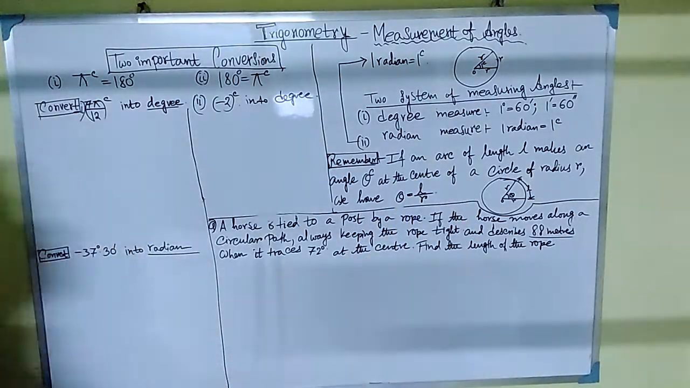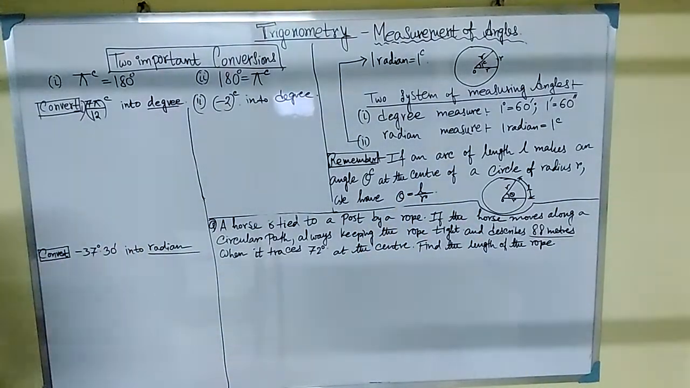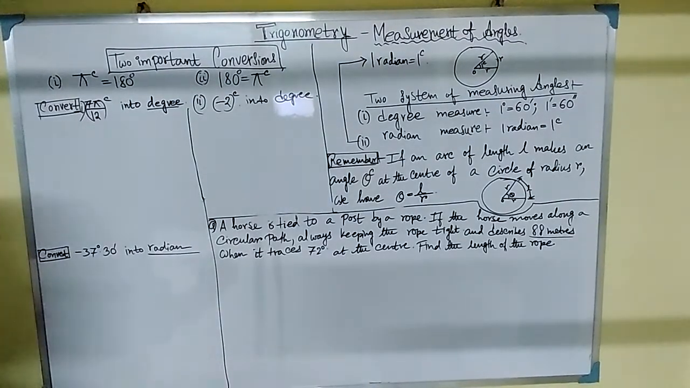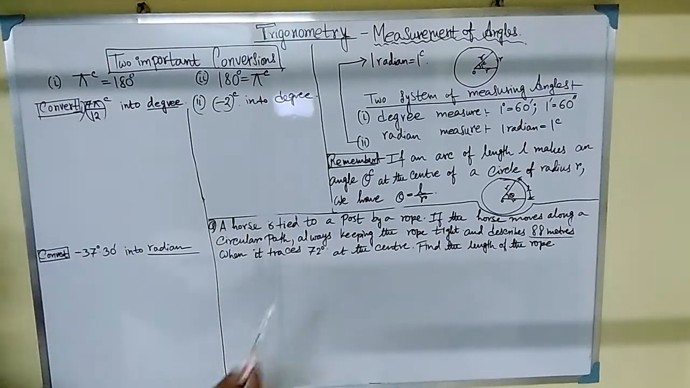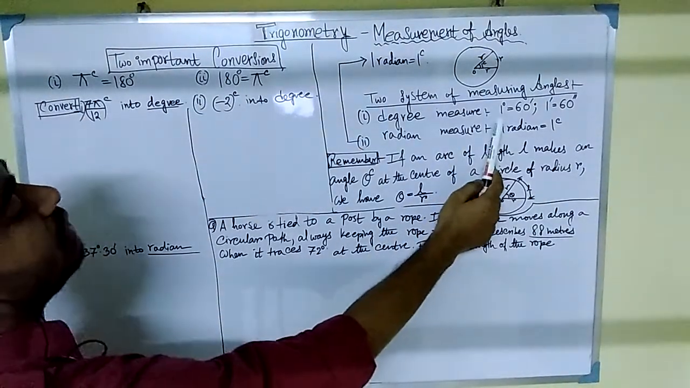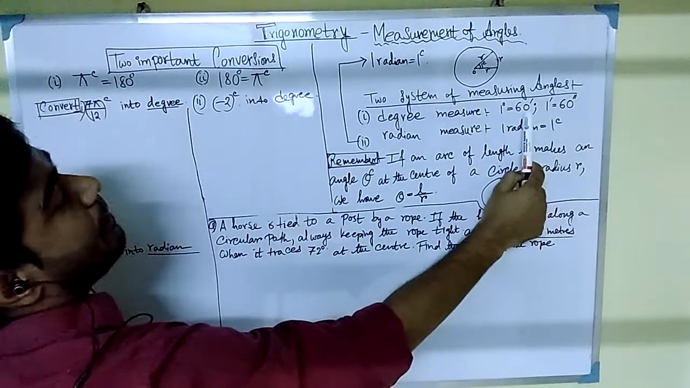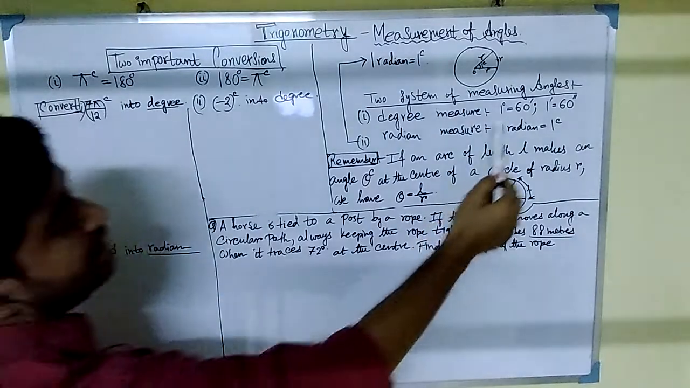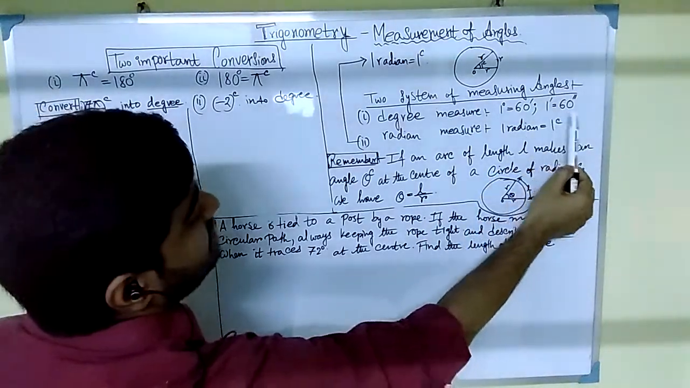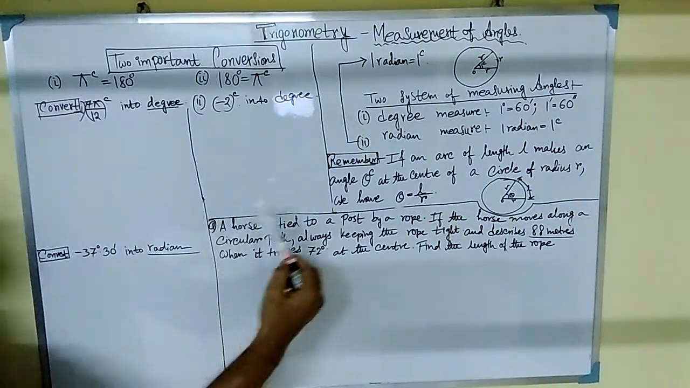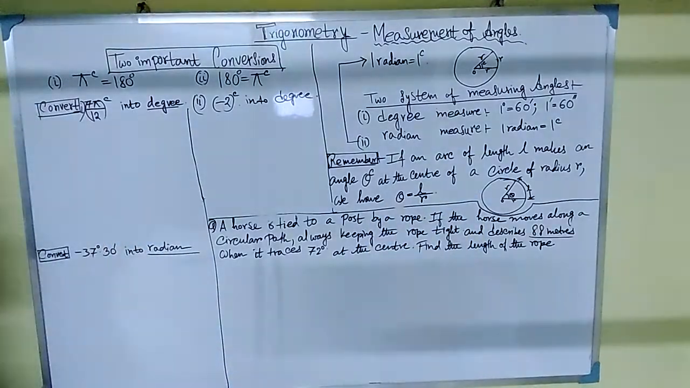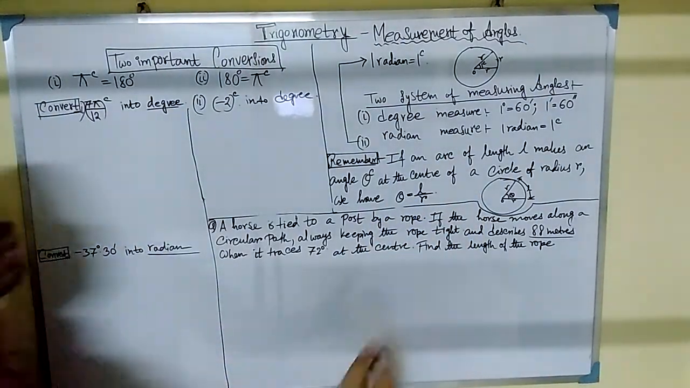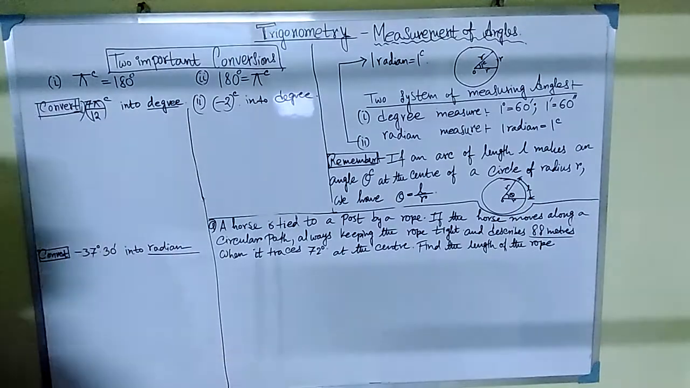Degree measure, we all know 1 degree, 2 degree, 3 degree, and if we make a complete circle or make a complete turn, then we will get 360 degree. So 1 degree can be further subdivided into 60 minutes and 1 minute can be further subdivided into 60 seconds. 1 degree is 60 minutes and 1 minute is 60 seconds. In the next measure we have radian measure, which we will denote by 1c.